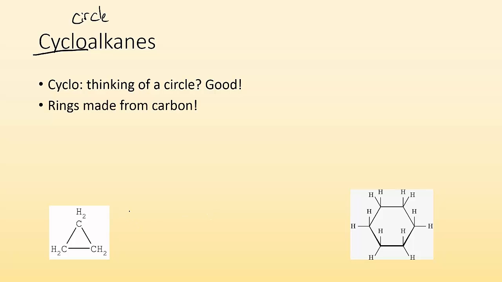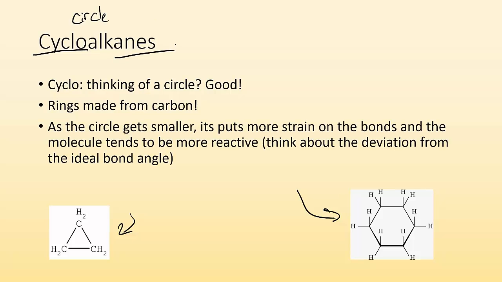So if I take a look at this one right here, I made a ring. I made a ring with this one over here. These are rings made from carbons, and alkanes is telling you that they're all single bonds. As the circle gets smaller, it puts more strain on the bonds, and the molecule tends to be more reactive. So think about the deviation from the ideal bond angle. Carbon wants to have a tetrahedral shape when it's sp3 hybridized, which gives it a bond angle of 109.5 degrees. And if I'm making an equilateral triangle, all of those angles are going to be 60 degrees.